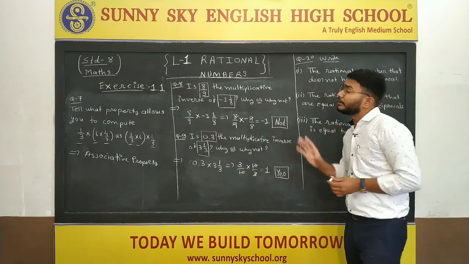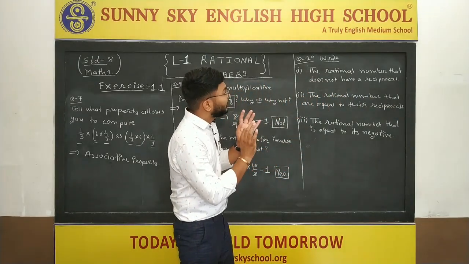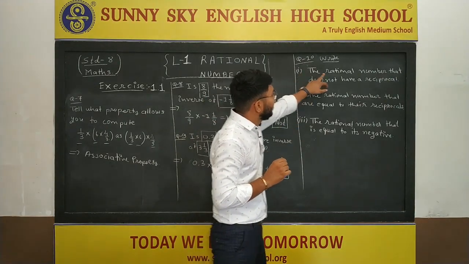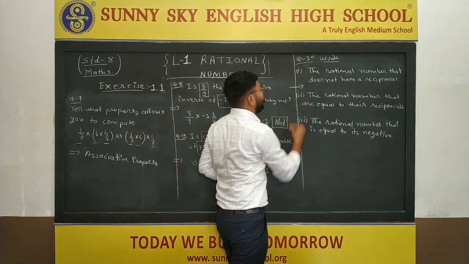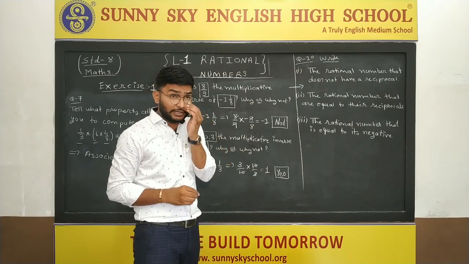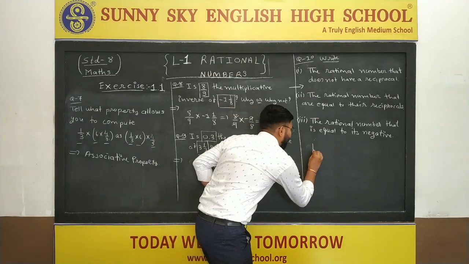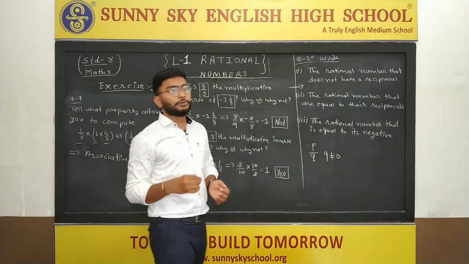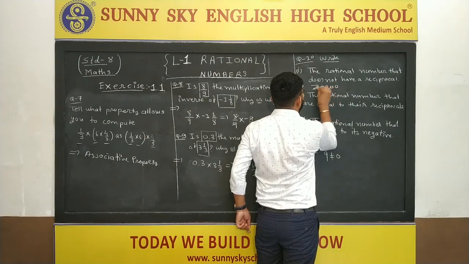Okay, now our question number 10. In question number 10, we have to give just the answer only. Okay, first read the question carefully, then use your mind there. The rational number that does not have a reciprocal. See, what is that? When we gave the definition of rational number, at that time I told you the p by q form and q not equal to 0. It means 0 does not have any reciprocal.